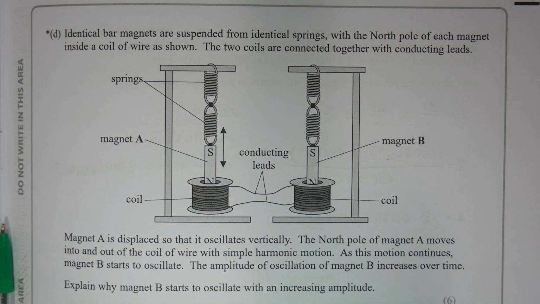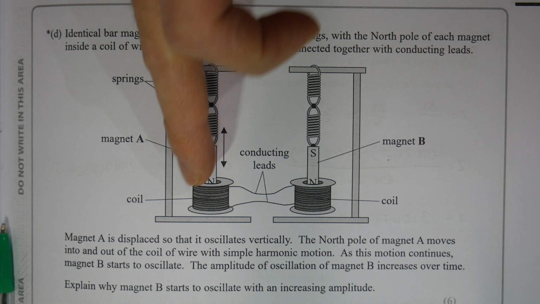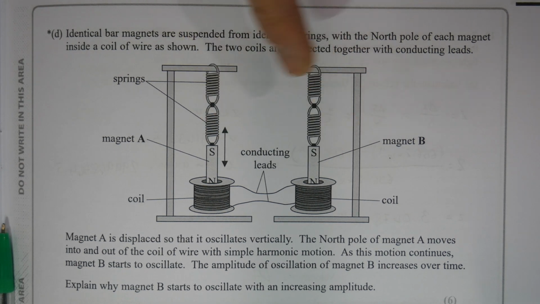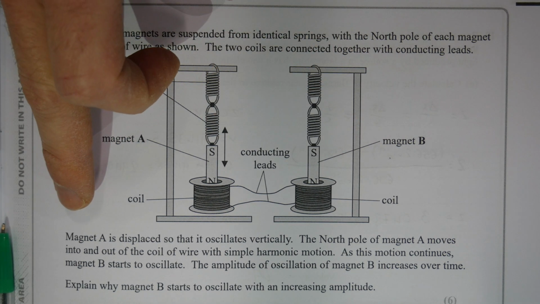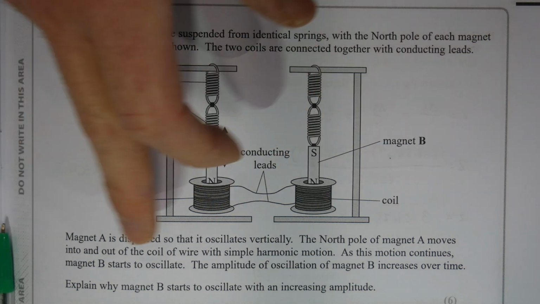This is the 2017 Edexcel paper 3, so all about different experiments. And we noticed this one before, that's an interesting thing, and we just thought, well, we'd give it a go. So essentially, this has 2 solenoids and some magnets on springs, and it states that you're going to displace magnet A so that it oscillates, and the north pole's in and out, blah, blah.